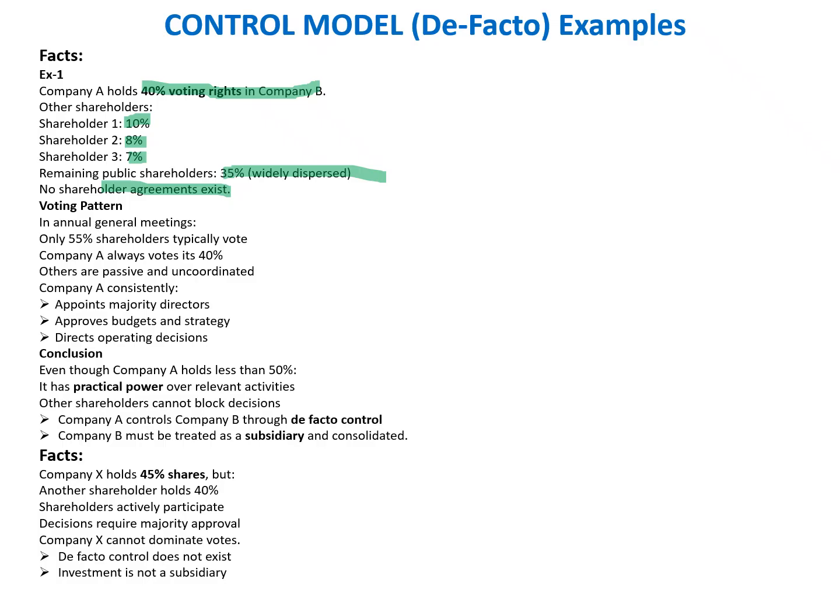We'll quickly have a look at the voting pattern as well. In the annual general meeting, only 55% of shareholders typically vote. Company A always votes its 40%. Others are passive and uncoordinated. Company A consistently appoints the majority of directors, approves the budget and the strategy, and directs operating decisions.